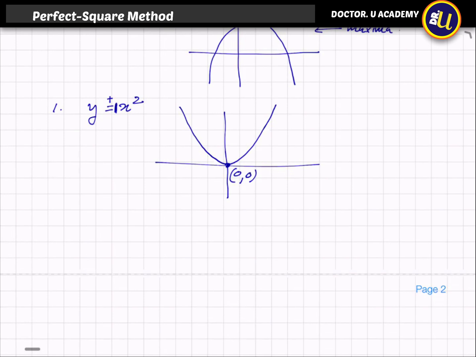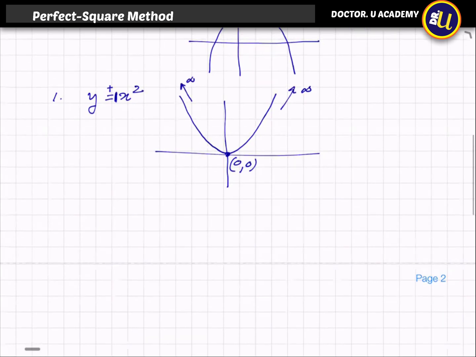So now how do you know that this goes to infinity and this goes to infinity? That we have to understand. When x is going to infinity, that means when x is going this way, horizontally, we will see what will happen to y. x infinity squared goes to infinity. So that's why we are capturing this. When x goes to infinity, y goes to infinity.